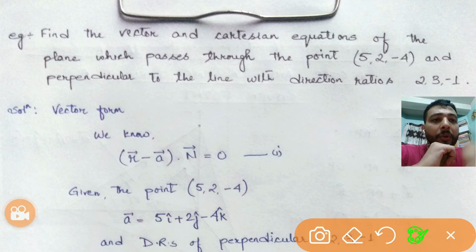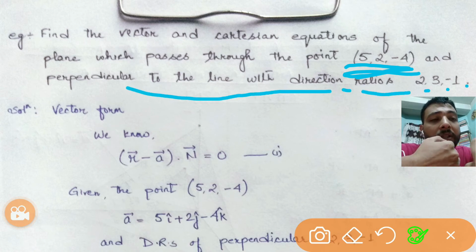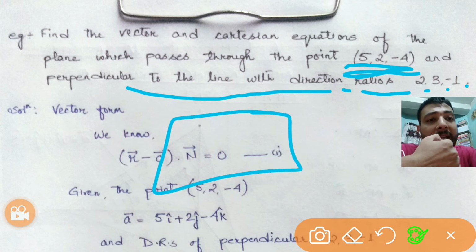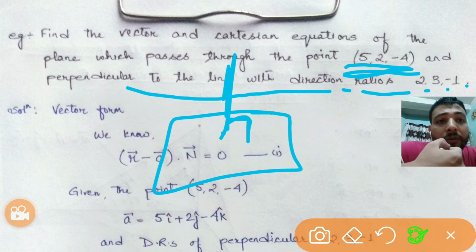Now let's do a problem on whatever we have found, the vector equation and Cartesian equation. So be familiar with the type of questions, the things which are given and which you can use. Find the vector and Cartesian equation of the plane which passes through the point 5, 2, minus 4. So the point is given, so A is given to us, and the plane is perpendicular to the line with direction ratios this. Perpendicular to the line means the plane is perpendicular to the line and the line is perpendicular to the plane, it is the same thing. We know that the direction ratio of the plane as well as the line are the same, which is perpendicular. So our a is given to us, and our n vector is given to us.